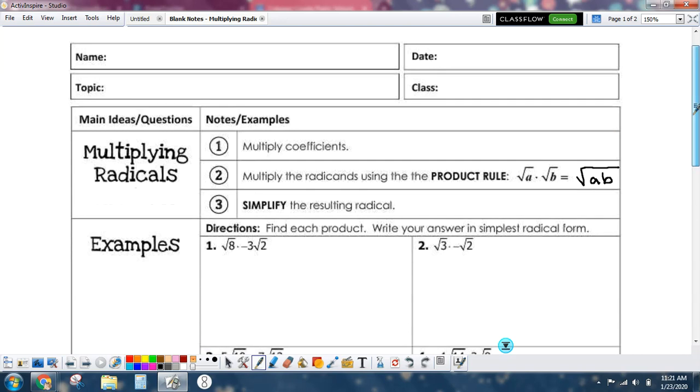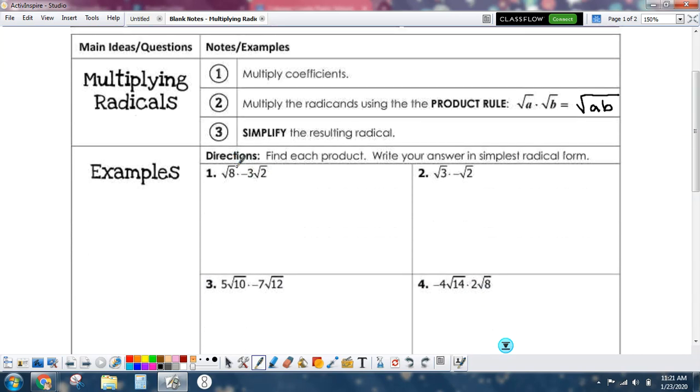So to show you what that looks like, the first one right here, with our square root of 8, we have a coefficient of 1 in front of that. So you have 1 times negative 3. 1 times negative 3 is negative 3. And then you take the inside stuff under the radical and multiply them. 8 times 2 is 16, so we have the square root of 16. So we have negative 3 times the square root of 16. But we can simplify this. The square root of 16 is equal to 4, so you have negative 3 times 4, which happens to equal negative 12. Easy enough, right?